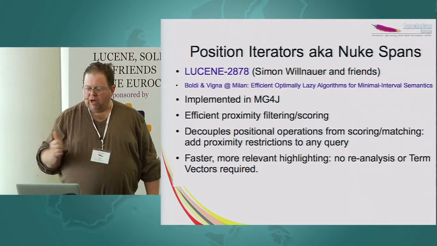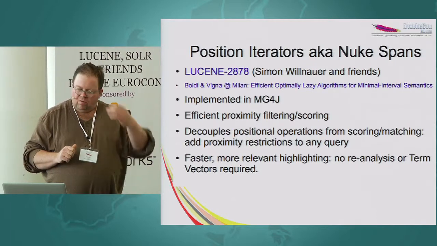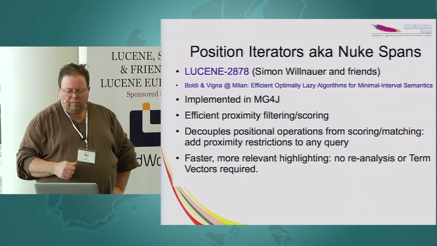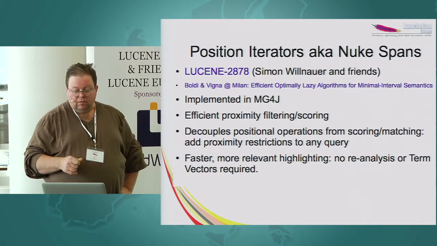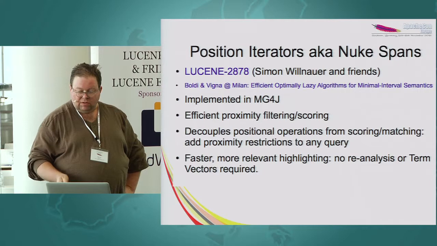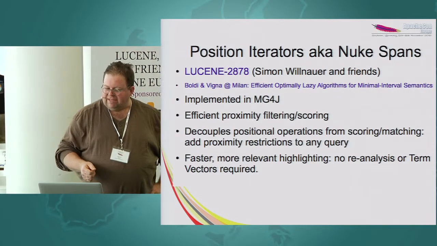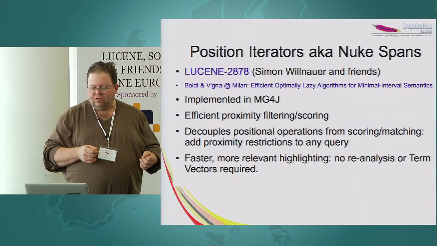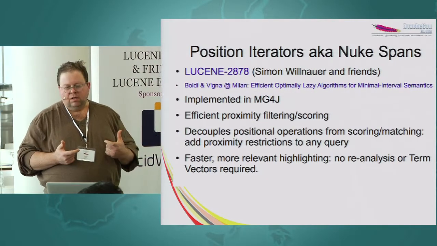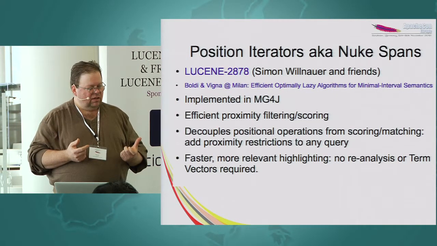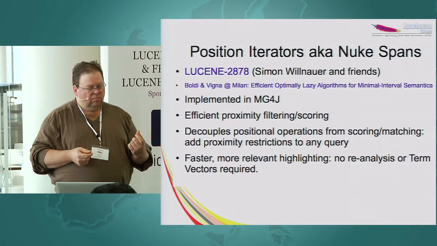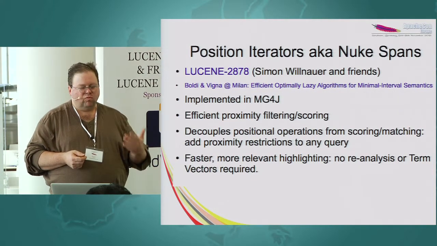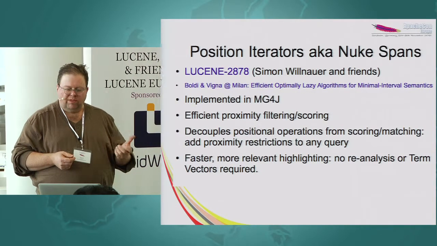Simon Willnauer and a couple of collaborators at this point have been working on LUCENE-2878 in order to bring this capability to Lucene. I give a link here to a paper that Simon consulted when he was implementing algorithms they describe for efficient, optimally lazy, minimal interval semantics. So unpacking that a little bit, minimal interval semantics just means that when you're finding intervals or spans, that is terms that are related positionally, those which are closest to each other, that is take up the minimum interval, are the most relevant generally to the piece of information you're looking for.